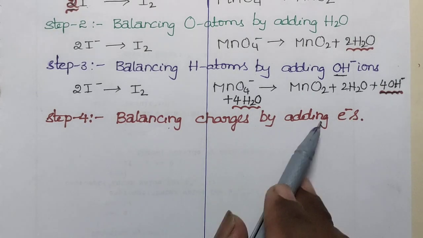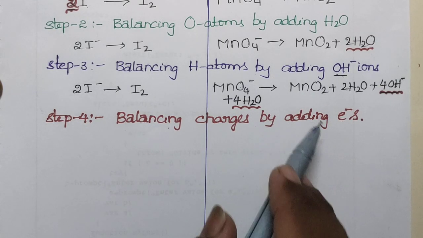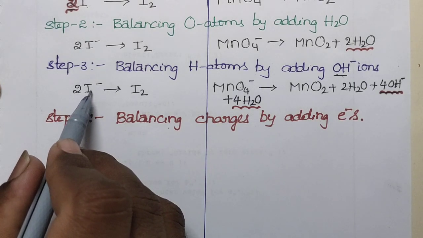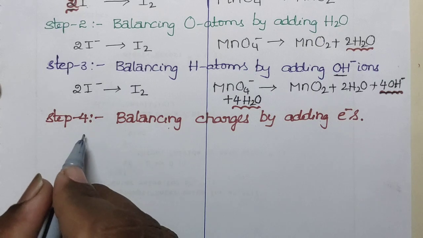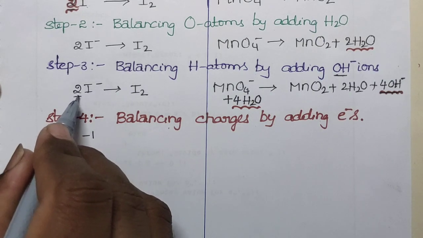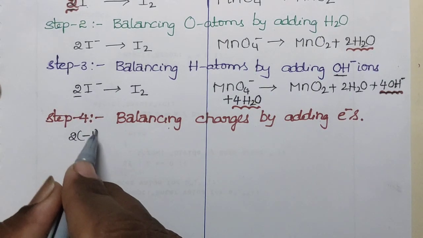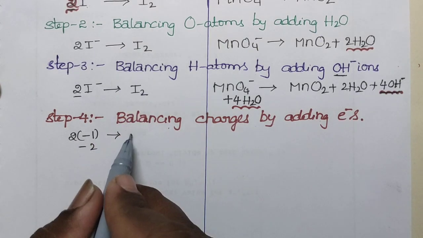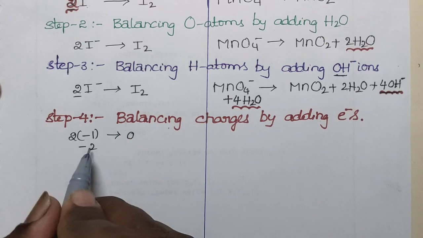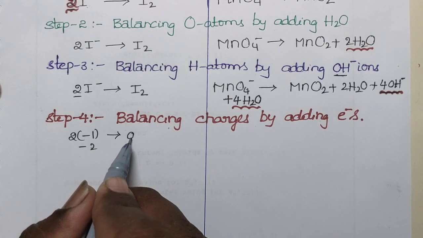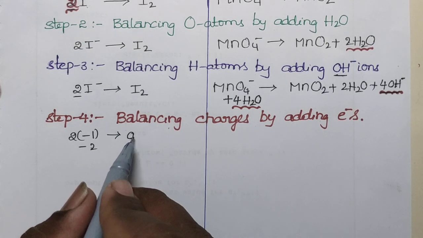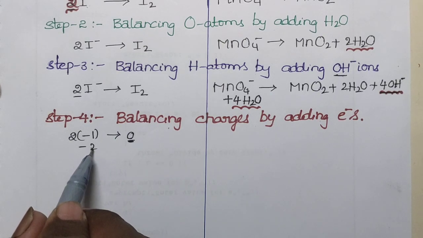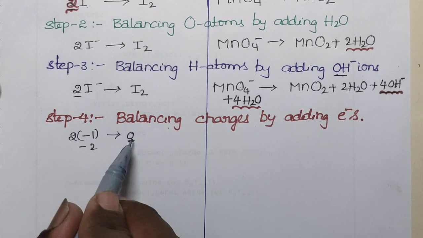Now step 3, balancing charges by adding electrons. So we have to balance by adding charges and electrons. What is the charge on iodine? Here it is -1, in front we have the number 2, so 2 into -1 equals -2, gives rise to iodine. The charge on iodine is 0, so -2 becomes 0, so we need to add 2 electrons on the right hand side. Either we make -2 into 0, or 0 into -2.